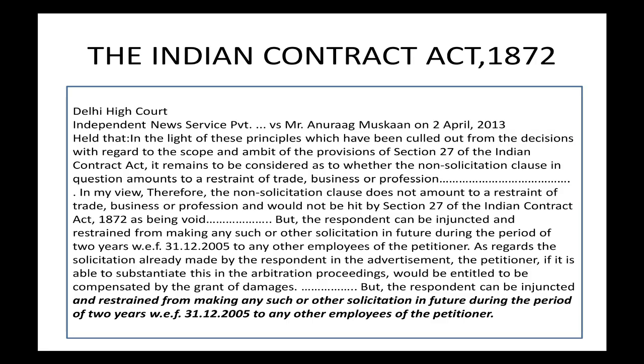As regards the solicitation already made by the respondent, if it is possible to substantiate this in arbitration proceedings, the petitioner would be entitled to compensation by way of damages. But now the respondent can be restrained from making any such solicitations for a period of 2 years from 31/12/2005. So now you can see, in solicitation agreements, if there is damage, you can quantify and claim it, and the courts will grant it if it is reasonable. And you can also seek an injunction against this, because it is not hit by Section 27 of the Act.